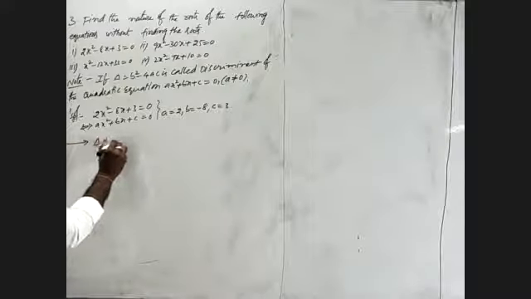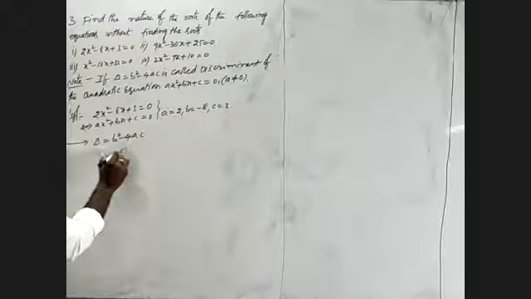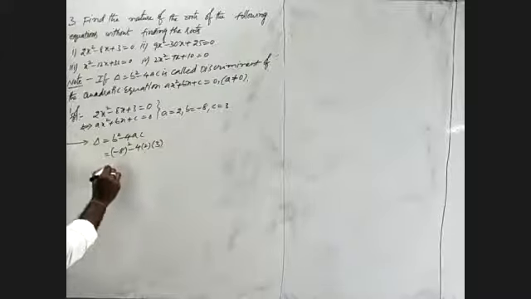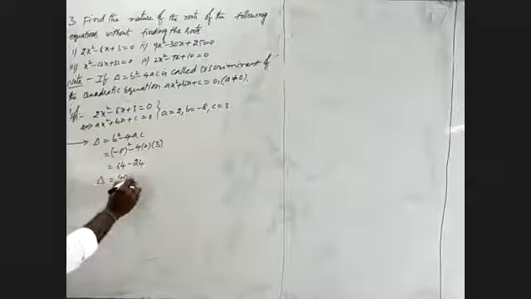First we will write the discriminant. Delta is equal to b square minus 4ac. That I will write minus 8 whole square minus 4 into 2 into 3. 8 square is 64, minus 4 into 2 into 3, 8 threes are 24. 64 minus 24 is 40. That means delta is equal to 40.